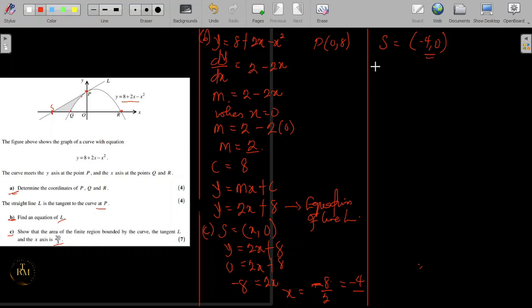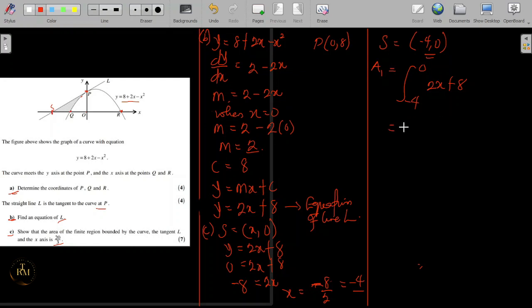So I'm going to call the first area A1, which is going to be the area under the straight line from minus 4 on the x-axis to 0. So I'm going to have an integral from minus 4 to 0 of 2x plus 8, since the straight line here has an equation of 2x plus 8.